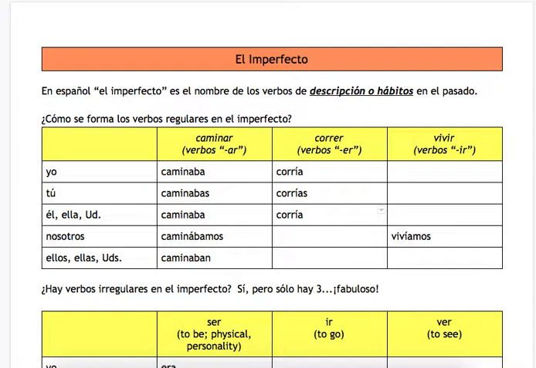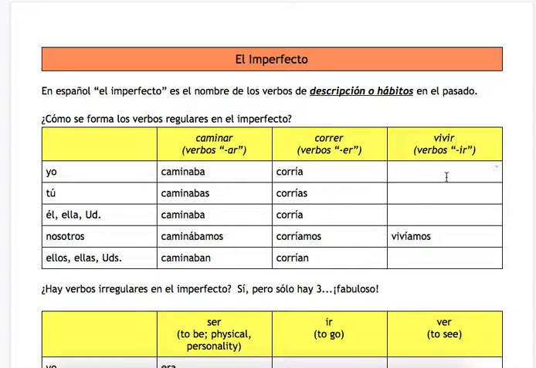And notice that there are accents on the I's in all of these. The nosotros form is corríamos. And then finally, they or you all is corrían. So this is the imperfect, and again, you would translate this into English as, for example, corríamos would be we used to run, or we always ran, or we were running, past tense.